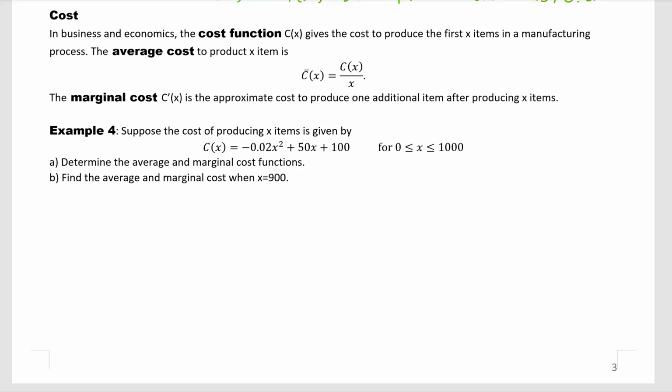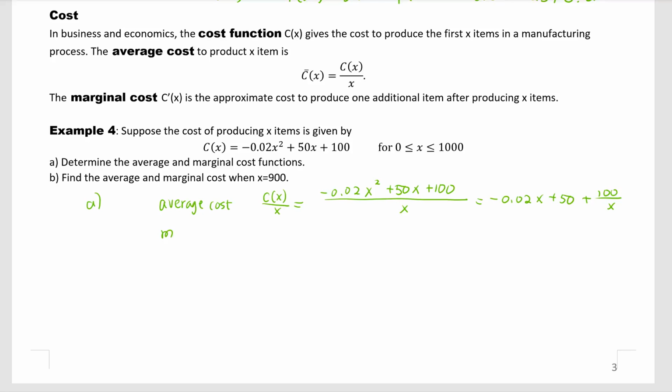Example 4. Suppose the cost of producing X items is given by this. Part A. Determine the average and marginal cost functions. So the average cost is C of X over X. So minus 0.02 x squared plus 50x plus 100 divided by x. You can leave it like that, or you can simplify. So 50, x and x cancel, and then 100 over x. We can simplify like this. This is the average cost.